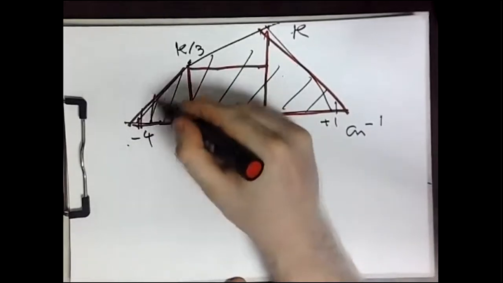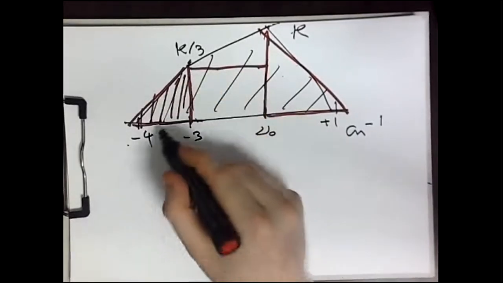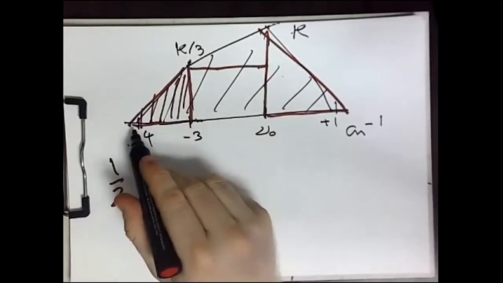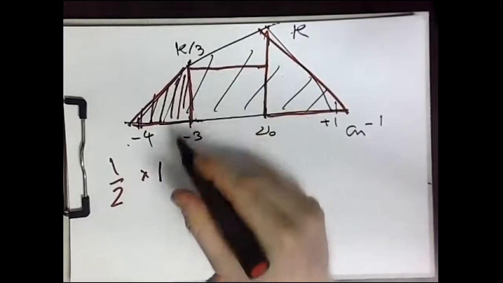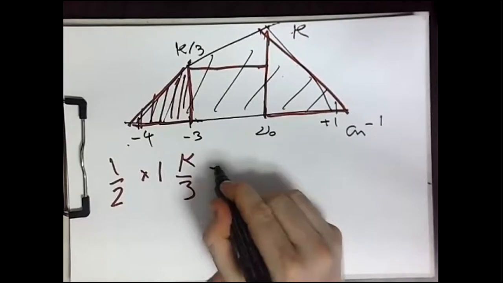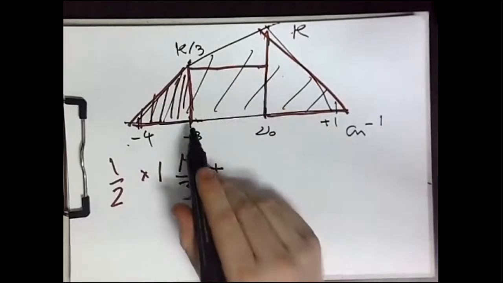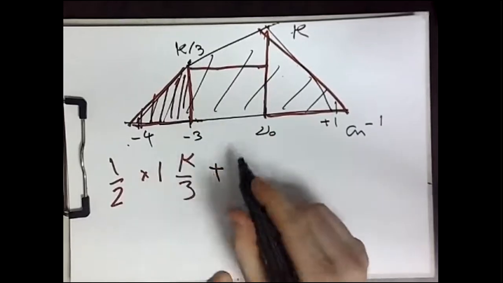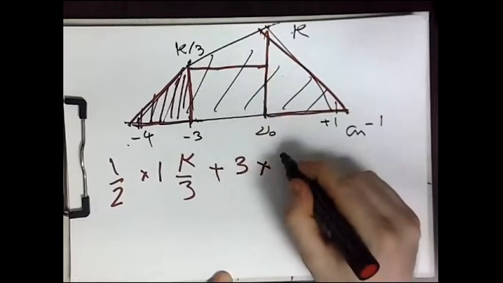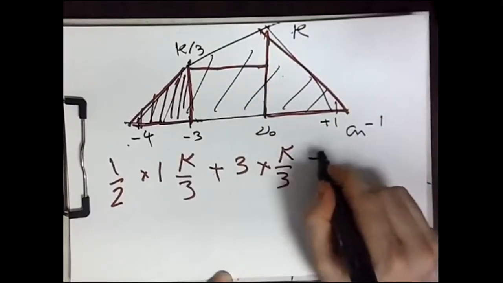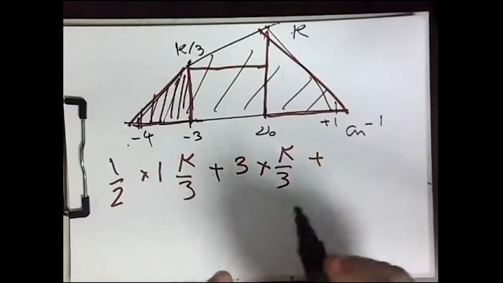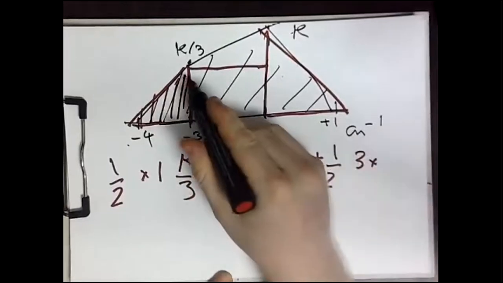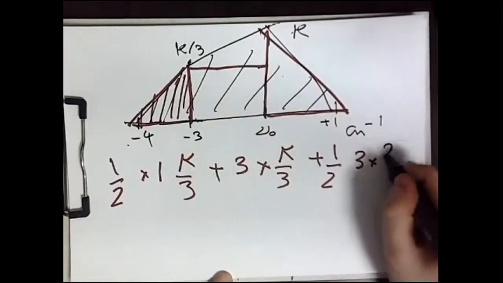So we have this triangle first, and the area of a triangle is half the base times the height. So it's half the base, -3 minus -4, which is 1, times the height, which is k over 3, plus this rectangle, with length and width. The length is 0 minus -3, which is 3, times the height, which is again k over 3, plus another triangle, half the base, which is 3, and the height, which goes from k over 3 to k, so it's 2k over 3.